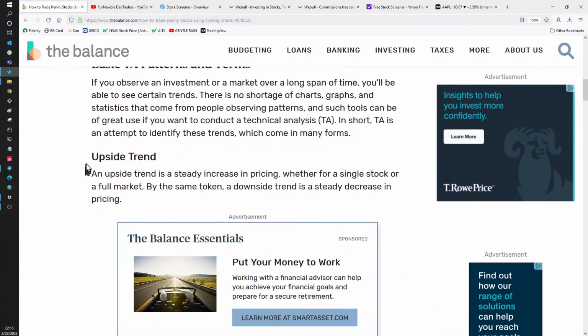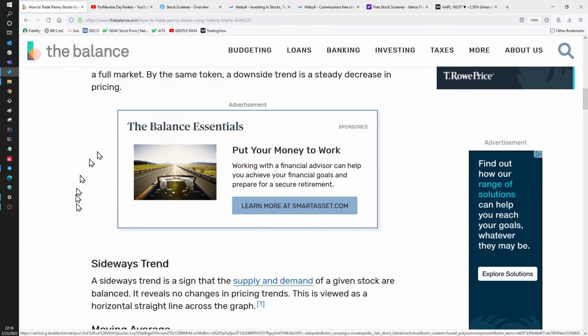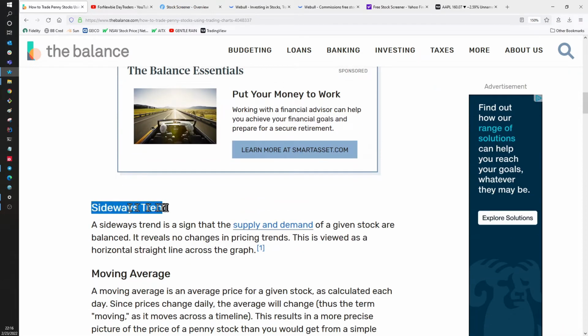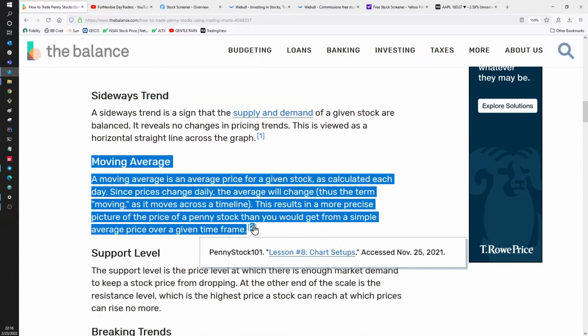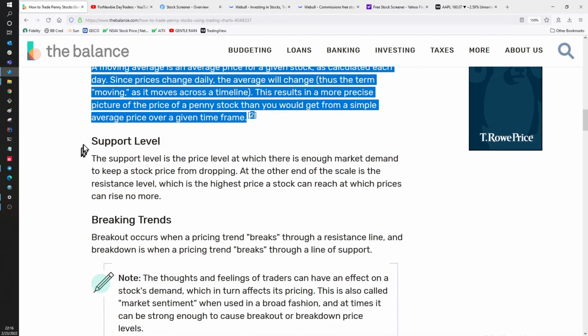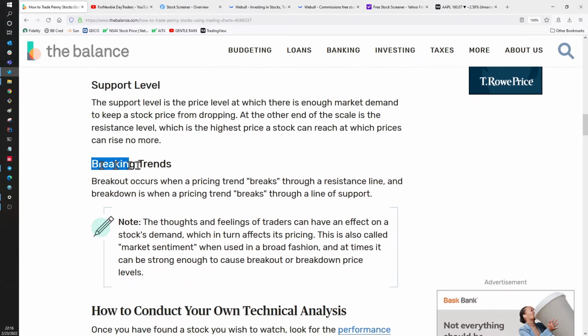Then it talked about upside trend or upward trend. We did a video on that. Downward trend, we did a video on that. Sideways, where it's not really trending anywhere. I did not cover moving averages, so that's homework for you. I did cover support levels at different places and trend lines, as well as resistance levels. I talked about breaking.